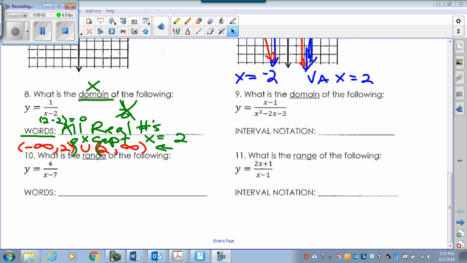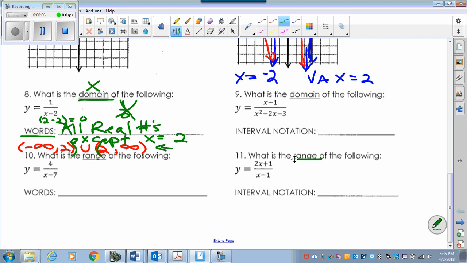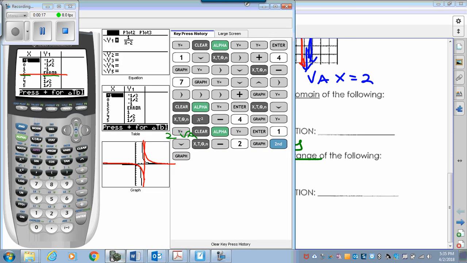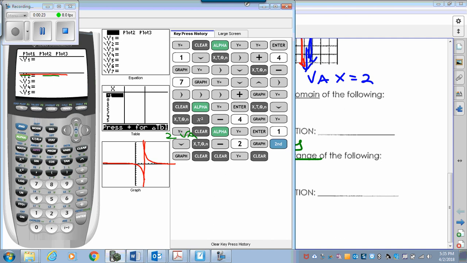Okay, so in number 11, it says, what is the range of the following? So that has to do with the y, right? What's happening to the function y? So as always, we'll just put it in and look at it. So I'm going to clear this out. Put a y equals and clear it out.